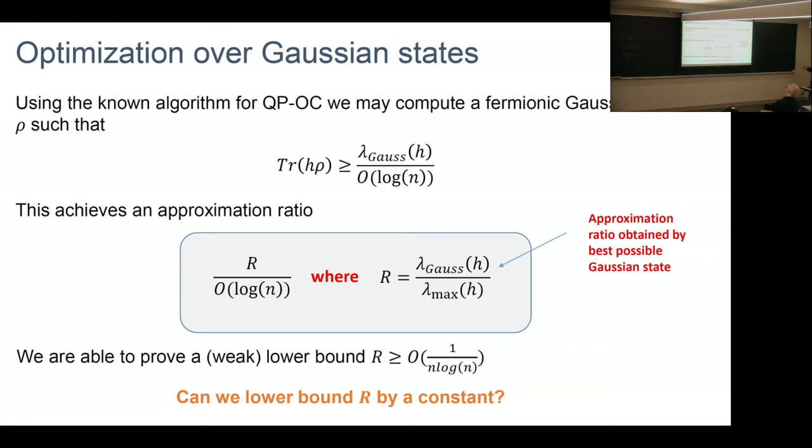And in fact, we don't know the answer. So this is the missing link of our whole story, which is that we're only able to prove a really weak lower bound, that R is 1 over n log n. So this Gaussian energy, as far as we know, could be down by a factor of 1 over n. And that's really disappointing. And so a question that we have is, can we lower bound this R by a constant? And we don't know the answer.